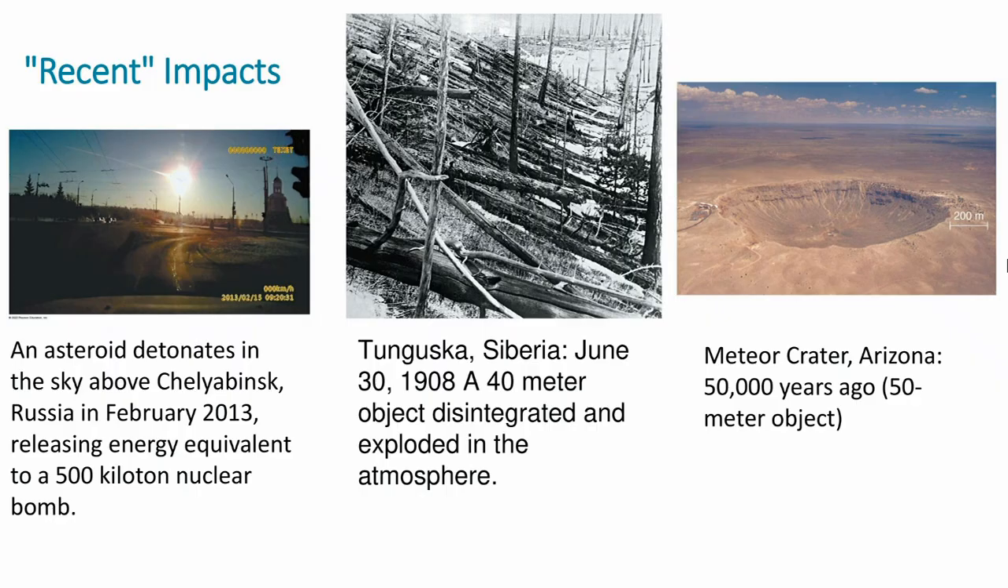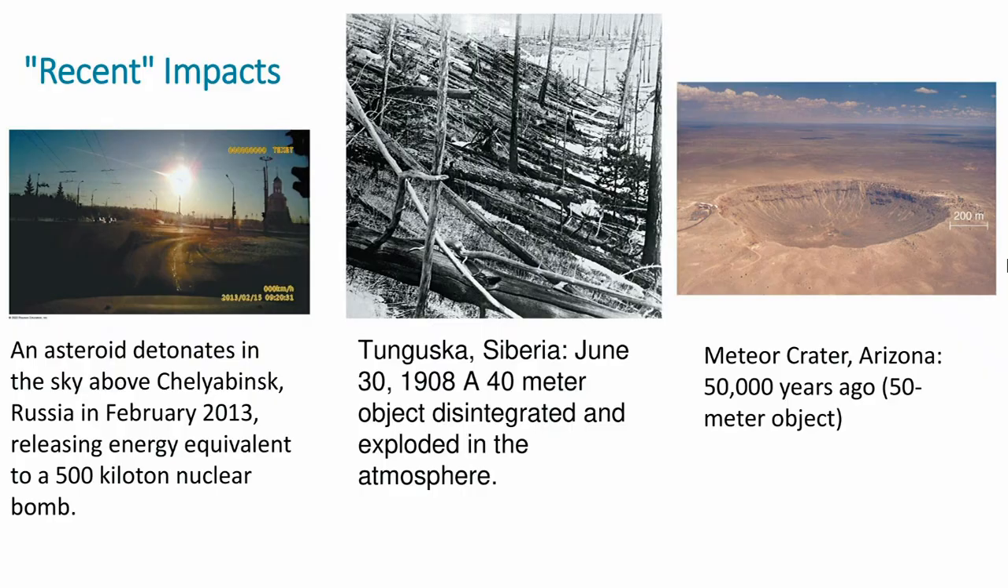Tunguska in Siberia. This was a 40-meter object that exploded in the atmosphere and caused damage for hundreds of kilometers to the surrounding area. So you can see this happened in Siberia, so it's not like there were people around to see it, but you can see the shockwave of the explosion knocking down trees for hundreds of kilometers.